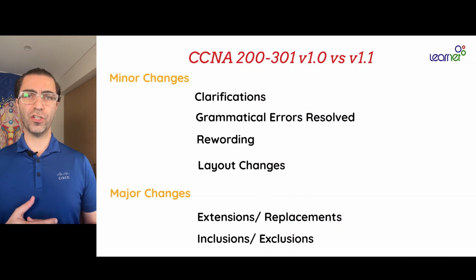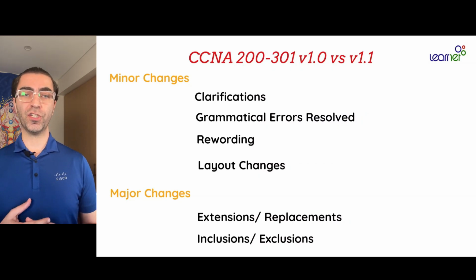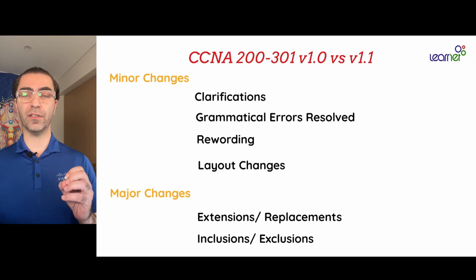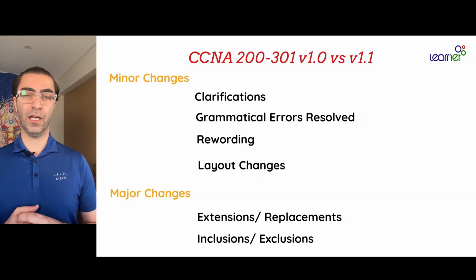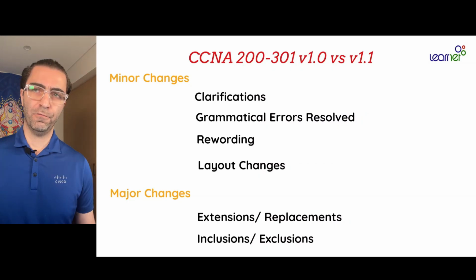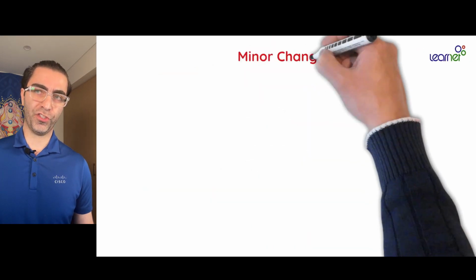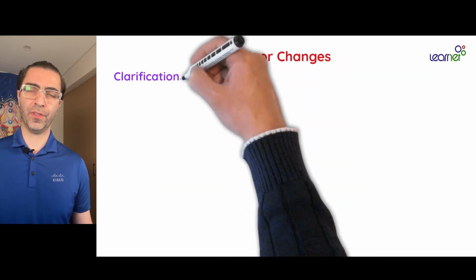First one, extensions and replacements, and the other, inclusions and exclusions. For minor changes, I'll just give you a couple of examples. But for major changes, I will show you each and every single change that has been applied to the new blueprint. First, let's review minor changes and clarifications.